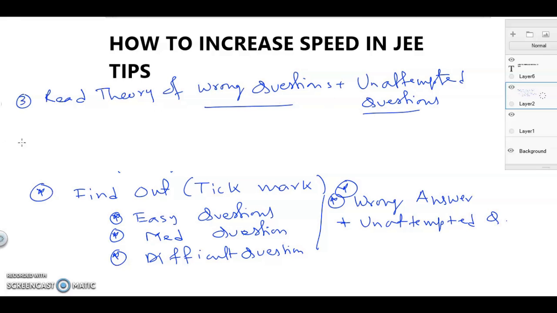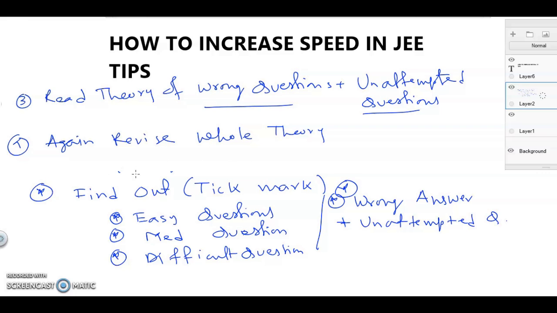Now the fourth step is to again revise the whole theory. Previously you revised many times, then started giving exams and solving problems. Now if you have revised only once or twice, just revise the whole theory.